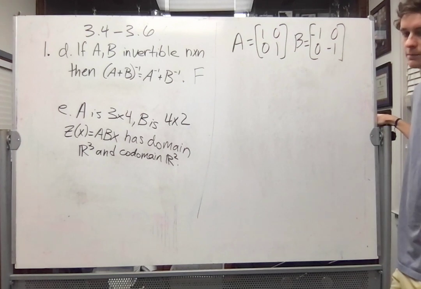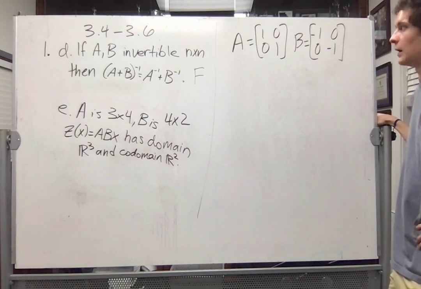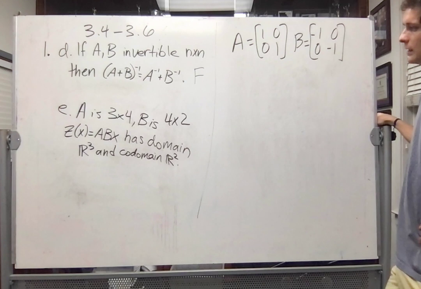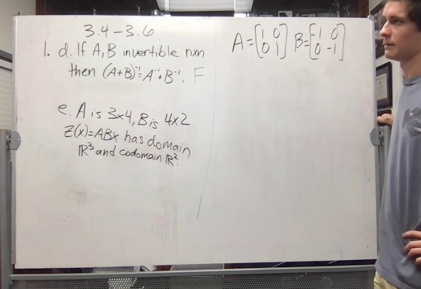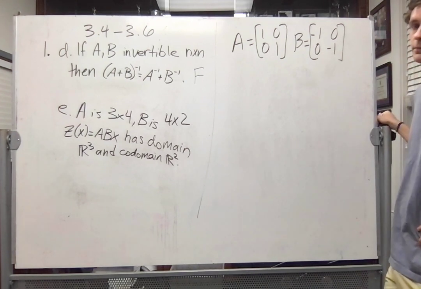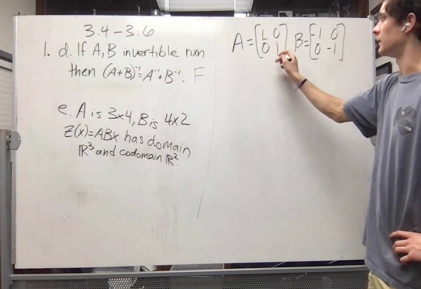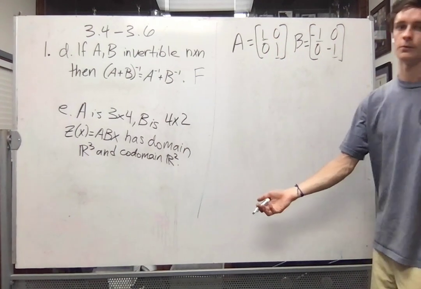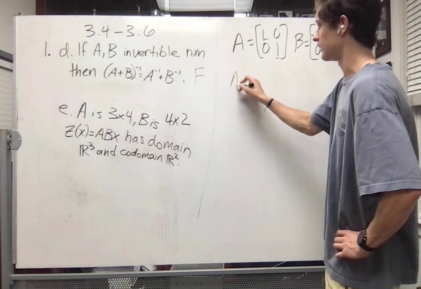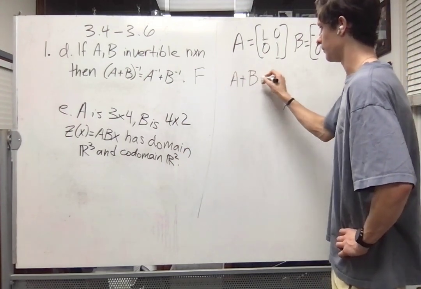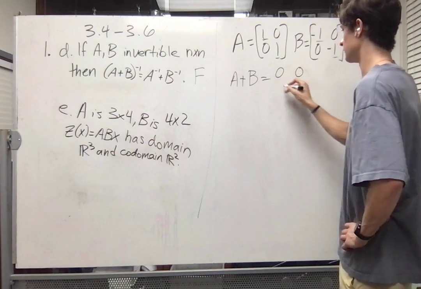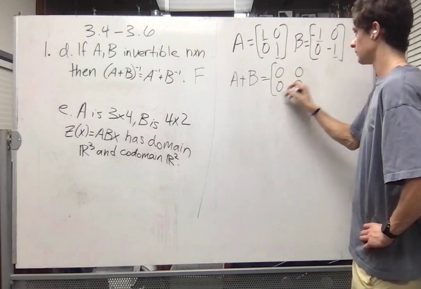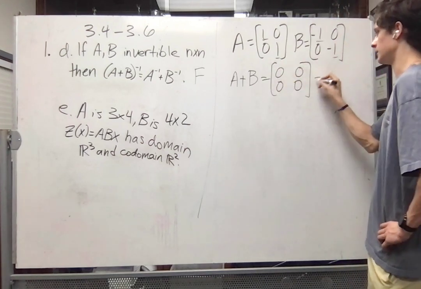If you're getting lost by what I'm saying right here, you can also just remember that a matrix is invertible if it has pivots in every row and also in every column. The pivots in A are here and here, so yeah, they're both invertible. But look what happens when we add them. A plus B is 0, 0, 0, 0. This is the zero matrix.